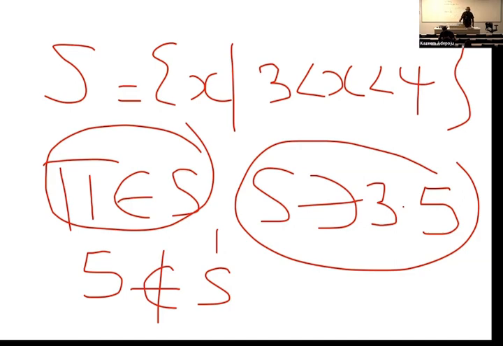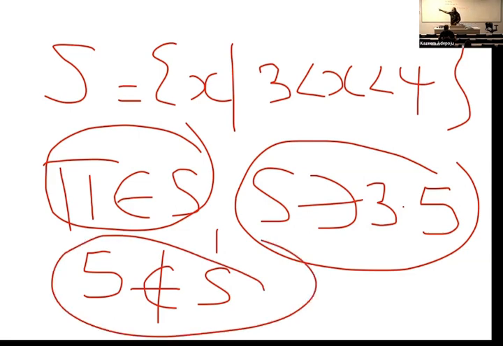Now, let's take a look at the third one. You know what the third one is talking about? It said 5 is not in. Is that true? Yes, 5 is not in because we're talking about x lying between 3 and 4. Any question? Go ahead.